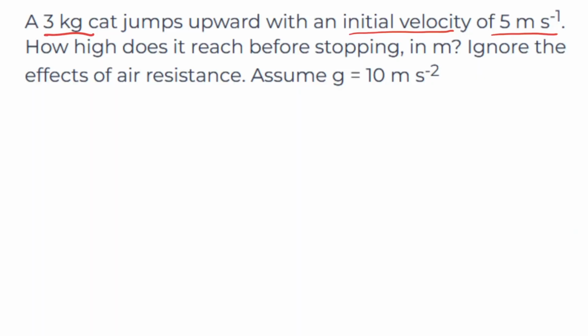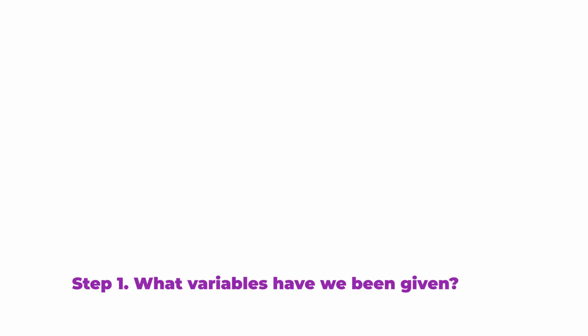Question 9. A 3 kg cat jumps upward with an initial velocity of 5 meters per second. How high does it reach before stopping, in meters? Ignore the effects of air resistance and assume that g is equal to 10 meters per second squared. Step 1.